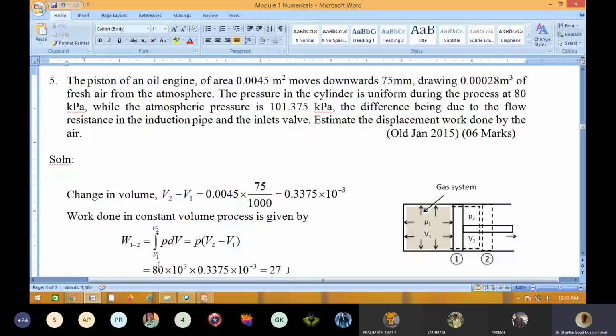If you substitute all these values, pressure and change in volume I have calculated here. So pressure is given 80. How much is the pressure inside the cylinder? It is 80 kilopascal. Outside pressure is not required for us. This displacement is happening here, so I need the pressure inside. This pressure is constant. So you take 80 into 10 to the power 3 into 0.337 into 10 to the power minus 3, you will get the value this much. Please calculate this. Are you getting the same answer? Just check.